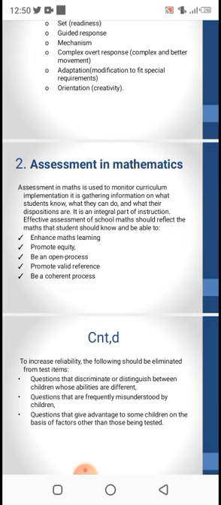Overall, assessment in math is used to monitor curriculum implementation. It is gathering information on what students know, what they can do, and what their dispositions are. It is an integral part of instruction. Effective assessment of school math should reflect the math that students should know and be able to do, to enhance math learning, to promote equity, to be an open process, to promote valid inference, and to be a coherent process.